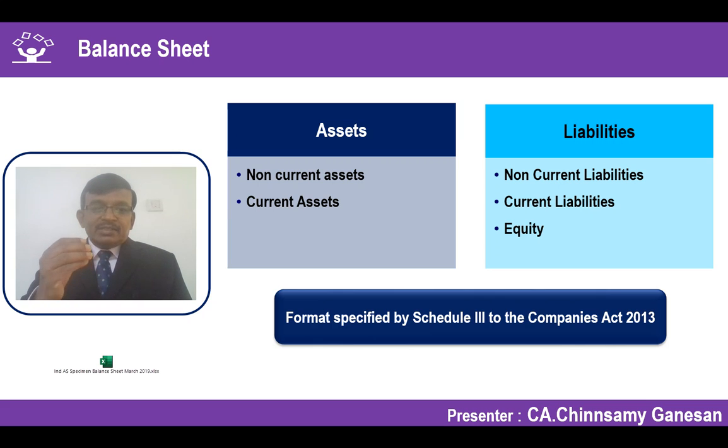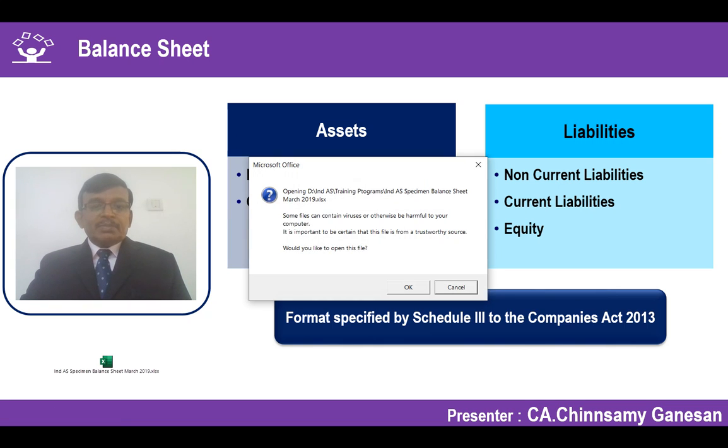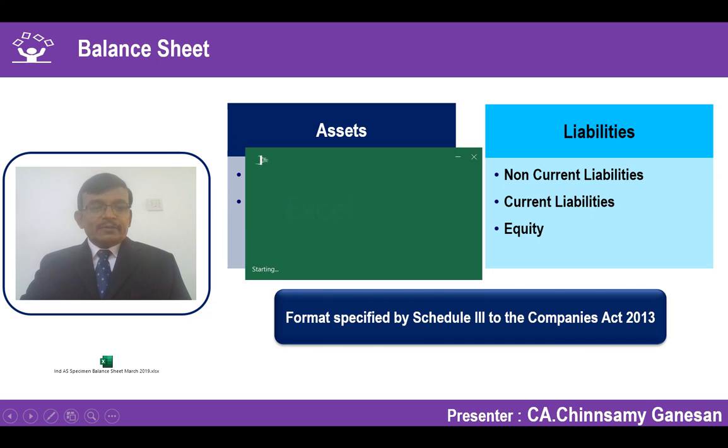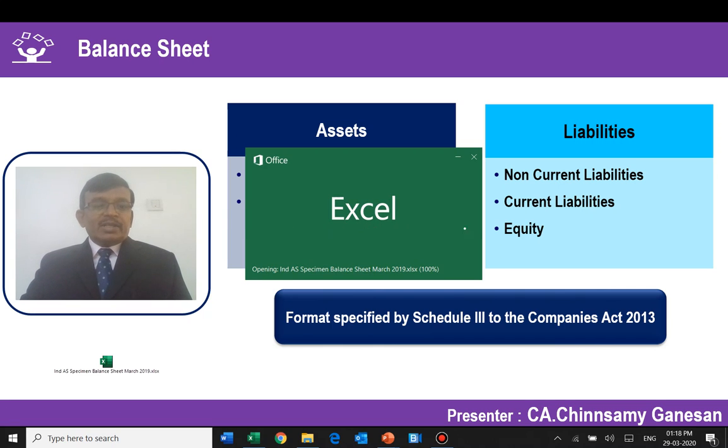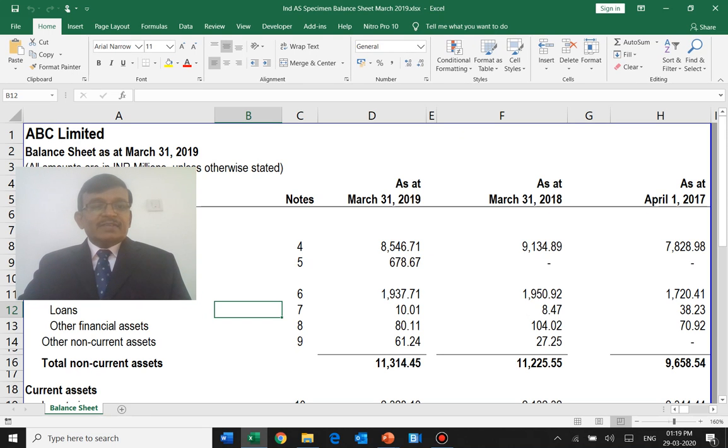For you to understand, I just open a financial statement, especially the balance sheet, to understand how the structure comes in with respect to the asset side as well as the liability side as per Schedule 3, Division 2, applicable to normal Ind AS companies. This is an Excel spreadsheet which has been prepared for one of the clients, which is a public listed entity. Accordingly, you can understand how the financial statements are structured. Let me just take you through the balance sheet.